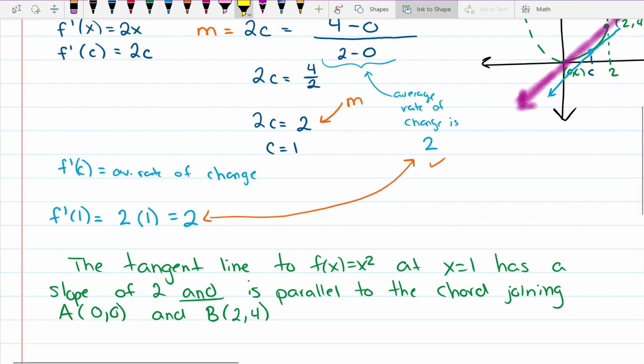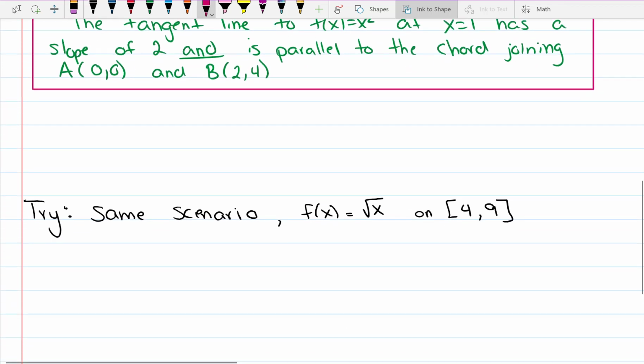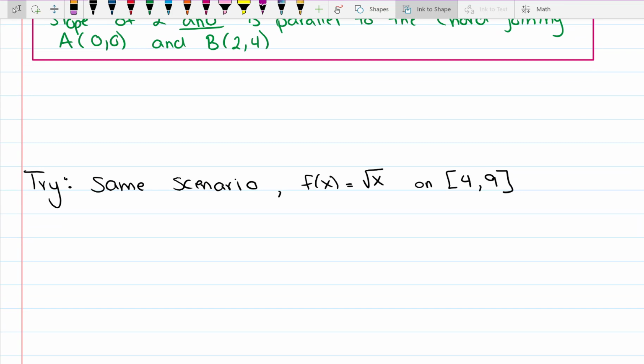This piece right here is proving or showing that the mean value theorem holds. Okay, so now what I wanted you to do is do the same scenario. I want you to show me the mean value theorem holds, but on the interval 4 to 9 with the function the square root of x. So go ahead right now, take a second, and show me that it holds.